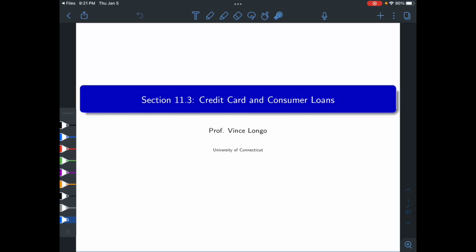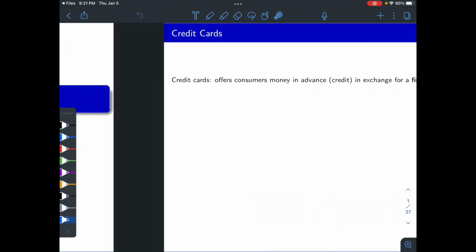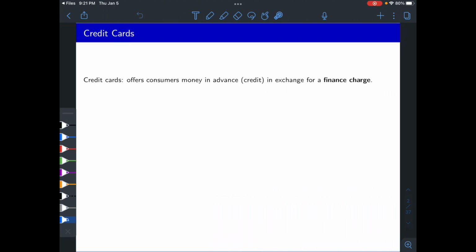So we're going to be talking a little finance today. We're going to be doing credit card and consumer loans. So credit cards, most people know what they are. The whole idea is that you get some credit, and if you don't pay it back within the month, then you have to pay some charge on there.